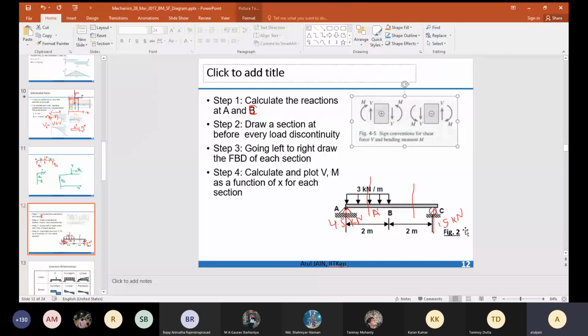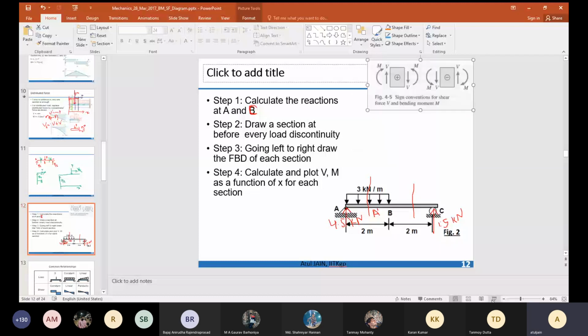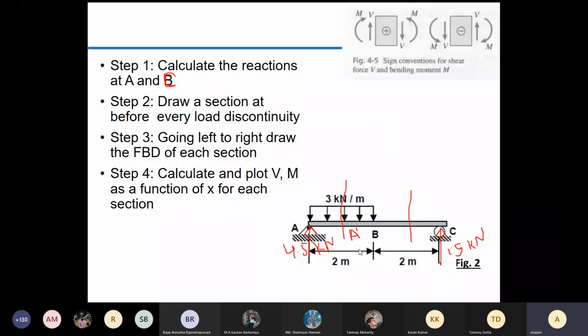We have to keep this sign convention in mind. So now go for it. I think you should be able to solve it. Draw the free body diagram of AA prime.